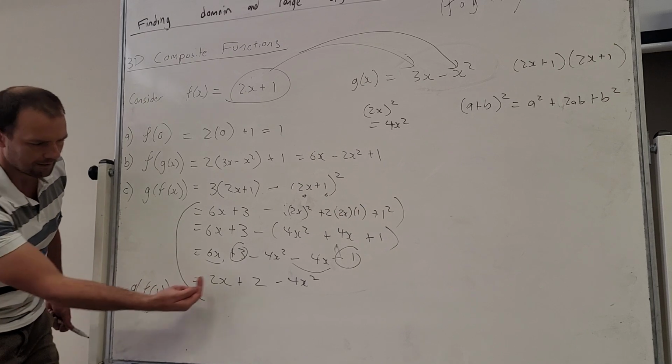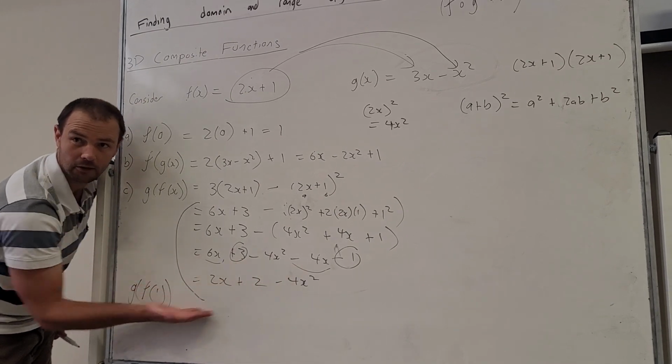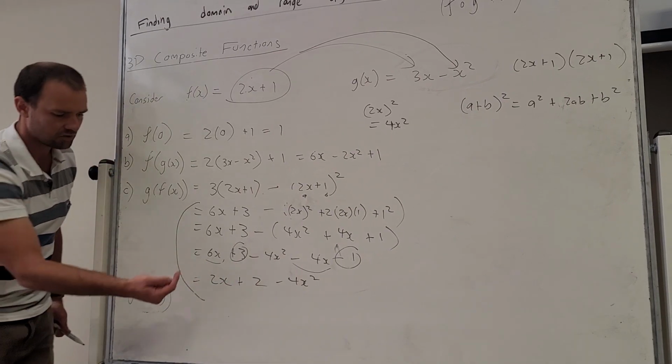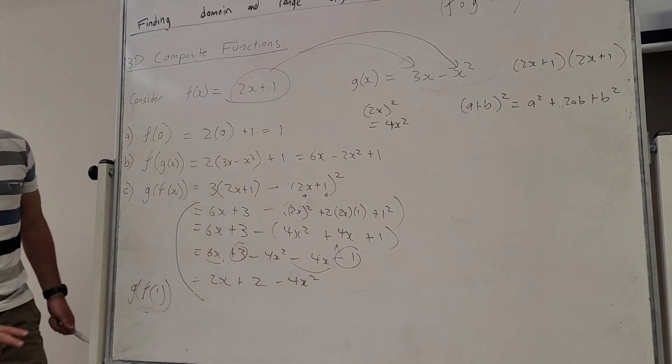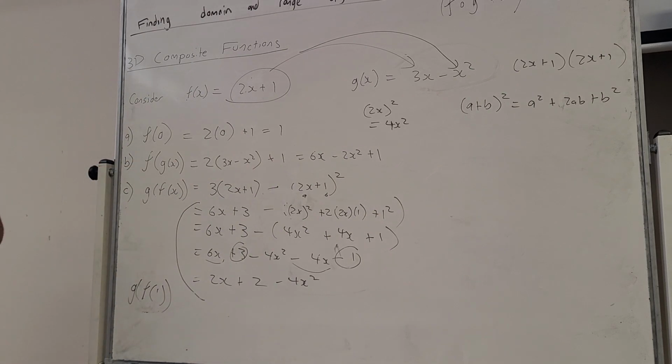If we put the number 1 in, we're going to have 2 plus 2, take 4, 0. Okay, we get 0. So g of f of 1 equals 0. You can see the same thing up here if we were to evaluate it. All right, so different ways of writing the same thing, this function here.